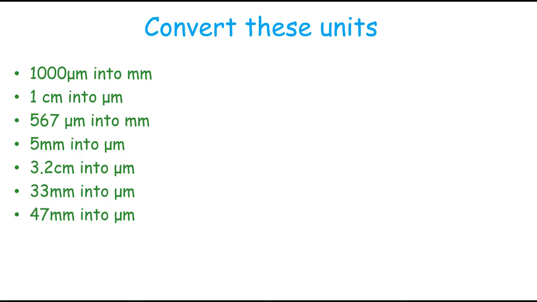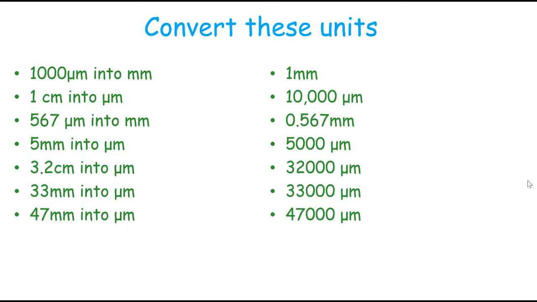Now, just for a bit more practice on that, pause the video here and try and convert these units into whatever I've told you. So, for example, 1000 micrometers into millimeters would be, bosh, 1 millimeter. So pause it here, have a go. And here's the answers.